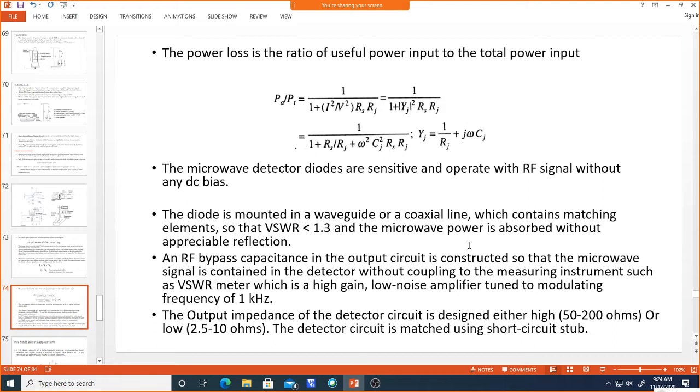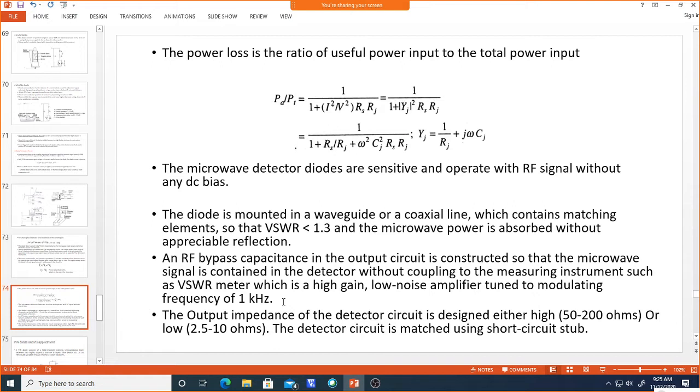The RF bypass capacitance in the output circuit is constructed so that the microwave signal is contained in the detector without coupling to the measuring instrument, such as the VSWR meter, which has a high gain. There is an instrument called the VSWR meter, and by using this VSWR meter we can see how much VSWR is coming, and also how much power is coming out of the detector circuit. So both we can see.